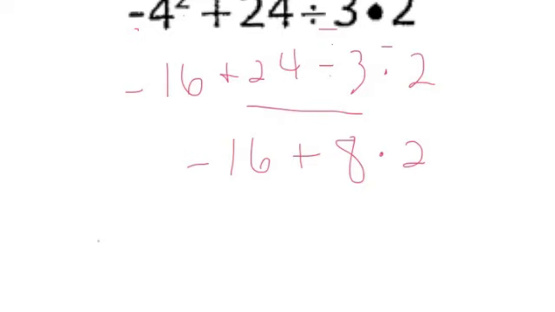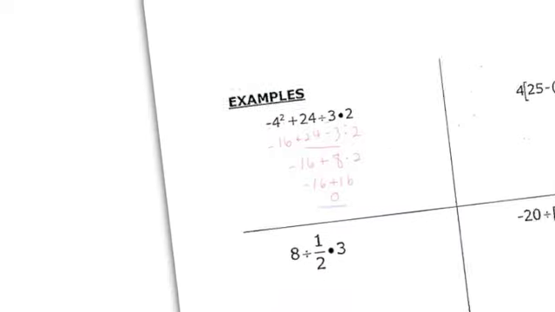Okay, so now we have minus 16 plus 8 times 2. What do you guys think we're going to do first? Okay, we have subtraction, we have addition, and we have multiplication. If we look at PEMDAS, we're going to do multiplication first. So 8 times 2 is 16. Now we have negative 16 plus 16, and that ends up giving us 0 for our answer. Okay, so 0 for our answer on that one. Okay, so we're just going to keep practicing these a little bit.